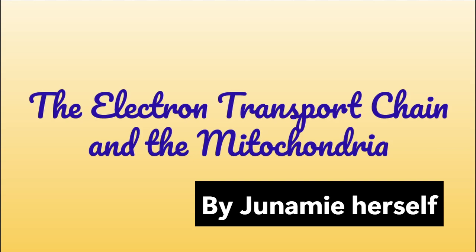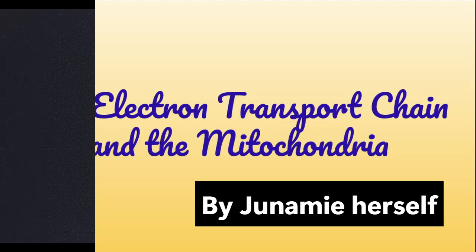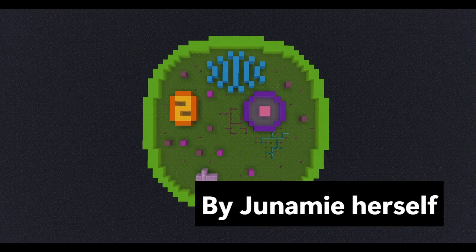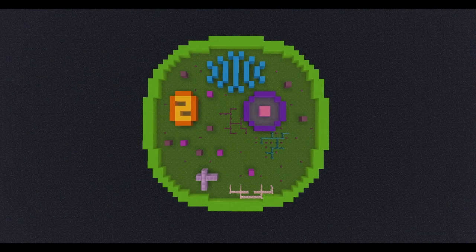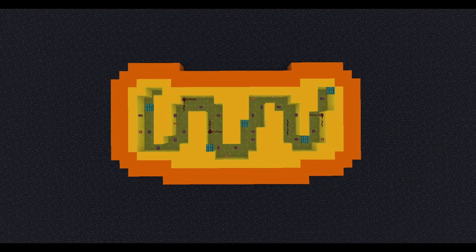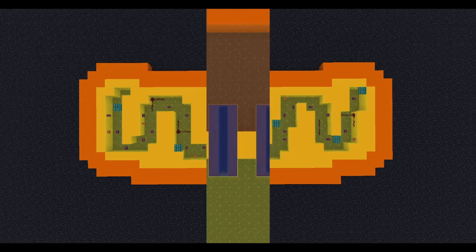The electron transport chain in the mitochondria, visualized in Minecraft. Our bodies are made of countless microscopic cells. In order to function, these cells require a source of energy. Our cells obtain this energy through the help of the mitochondria. The mitochondria is well known as the powerhouse of the cell, but why does it have this nickname? This is because of the mitochondria's function, which is with use of the electron transport chain to create ATP energy.